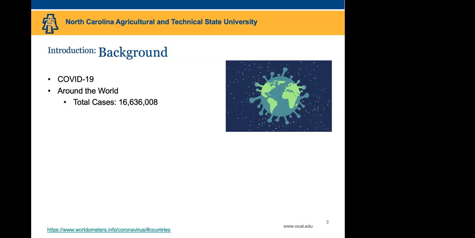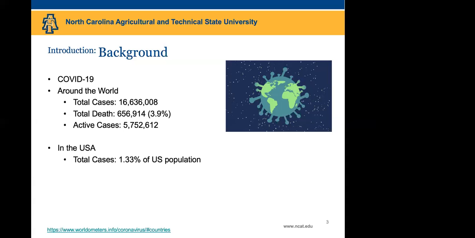Around the world, we have about 16 million total cases, as of just yesterday. We have a total of 665,000 deaths, which is 3.9% of the people who got the virus. Active cases as of yesterday were 5,700,000. In the US only, total cases are about 1.33% of the US population. Total deaths are 3.4% of those who tested positive, or confirmed cases. Active cases as of yesterday were 2.1 million.